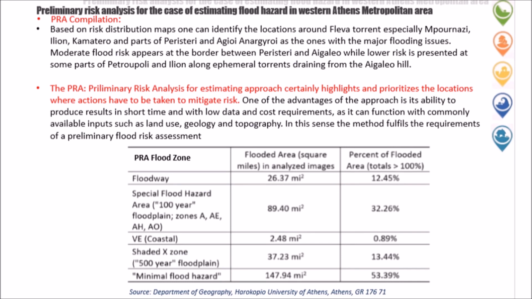So the final map, which is the flood hazard map of the study area in absolute peak discharge measures, cubic meters per second, shows that the flood hazard ranged from very low to moderate to very high, and certain areas, for example, the areas of Ilion or Nazi, had very high values. This approach highlights and helps us to prioritize the locations where actions need to be taken so as to mitigate the risk.